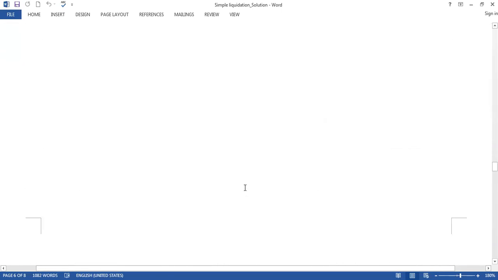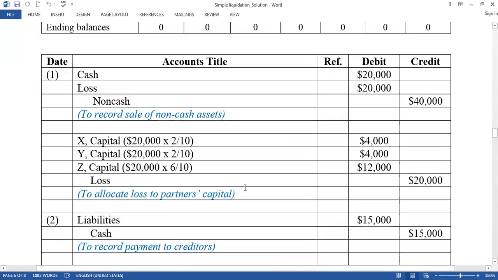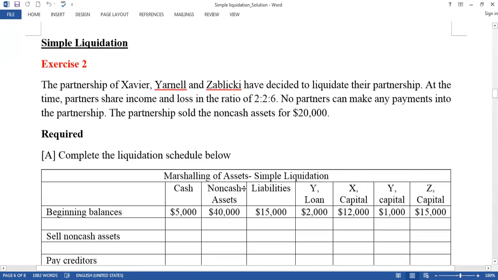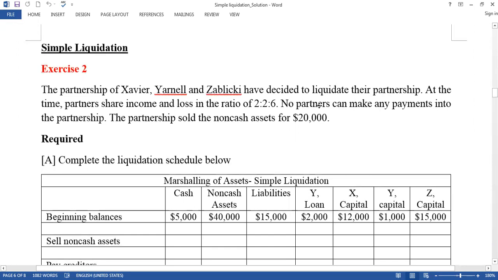Now look at the question again. So assume no partners can make any payments into the partnership, right? The same question, I can change. Assume that all partners are solvent. What is the meaning? All partners are solvent. That means if they have any capital deficiency, they can bring this money from their personal account, personal business, or personal asset.